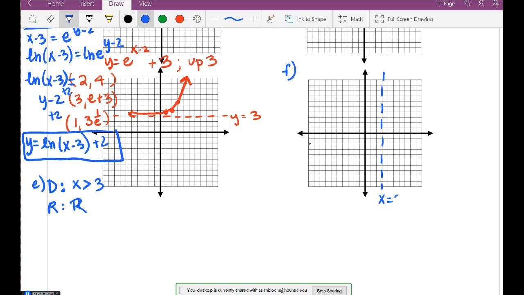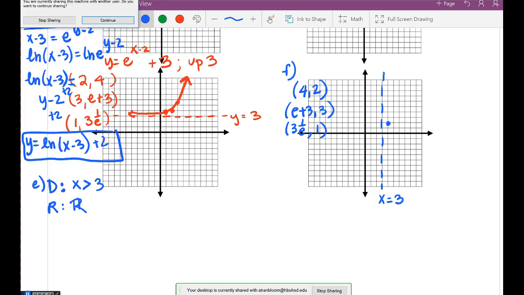Okay. All the points are already here, so it will be 4, 2, e plus 3, 3. 3 and 1 over e, comma, 1. So 4, 2, plot your dots, guys. E plus 3 is going to be about 5.7. Go up 3. And then 3 and a third-ish, go up to 1.